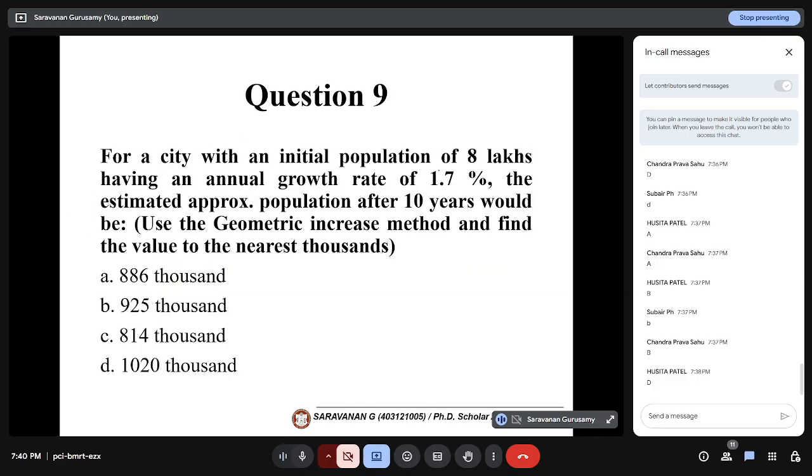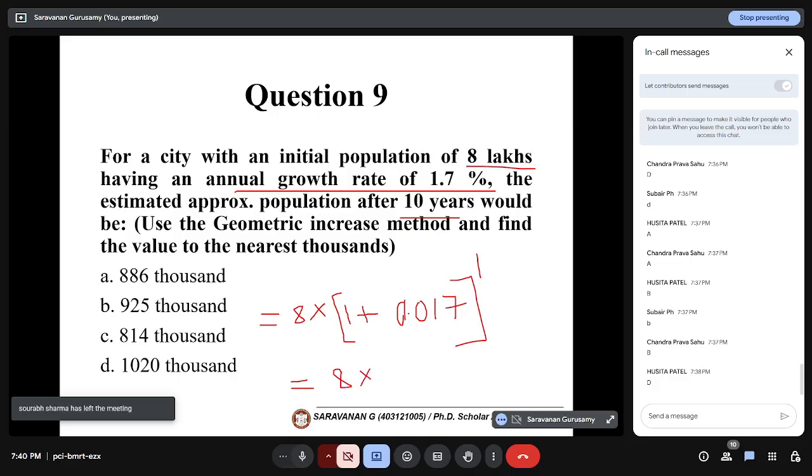So for a city with the initial population of 8 lakhs, annual growth rate is 1.7%. So this is the geometric percentage they are giving. The estimated approximate population after 10 years. So 1 decade. So simply multiply. Present population is 8 into 1 plus 1.7%, so 0.017 power. How many decades? 10 years is 1 decade. So power 1. So 8 into 1.017 lakhs.